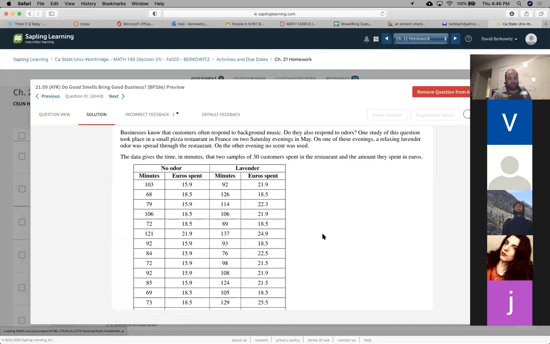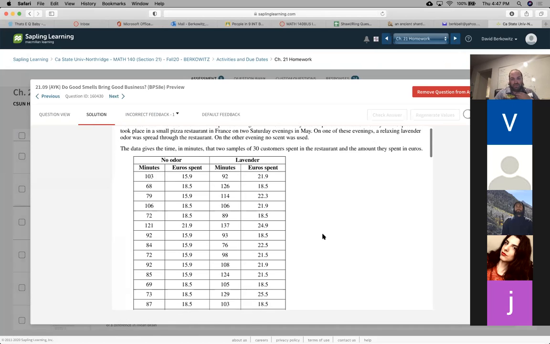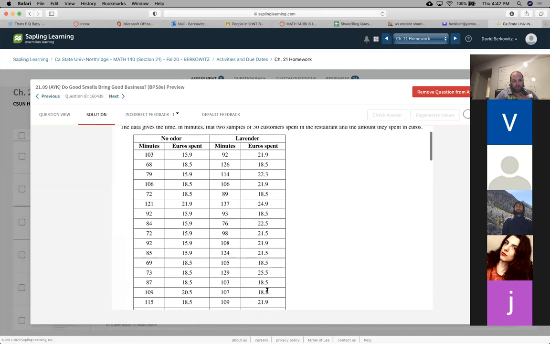Businesses know that customers often respond to background music. Do they also respond to odors? One study took place in a small pizza restaurant in France on 2 Saturday evenings in May. On one evening, a relaxing lavender odor was spread through the restaurant. On the other evening, no scent was used. The data gives the time in minutes that 2 samples of 30 customers spent in the restaurant and the amount they spent in euros. So: no odor, minutes spent, euros spent; lavender, minutes spent, euros spent.